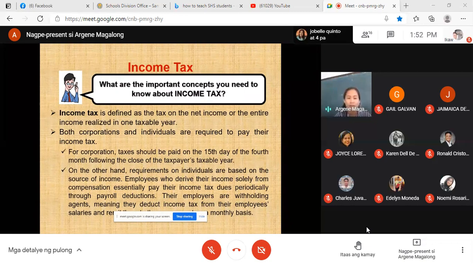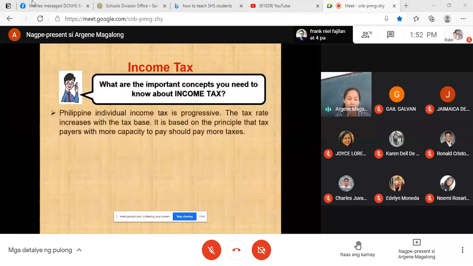So, sa mga individuals naman, sa kanilang mga income tax, employees who derive their income solely from compensation, yung kanilang salary, essentially pay their income tax dues periodically through payroll deduction. So, ang nagde-deduct niyan is yung kanilang mga employers at kanilang nire-remit sa BIR on a monthly basis. So, this means when employers deduct their taxes, they are actually referring to the income tax taken out of their salary. So probably you hear your parents or yung mga relatives nyo na may mga trabaho about their income taxes. So yun yung mga dinideduct sa kanilang salary tax.